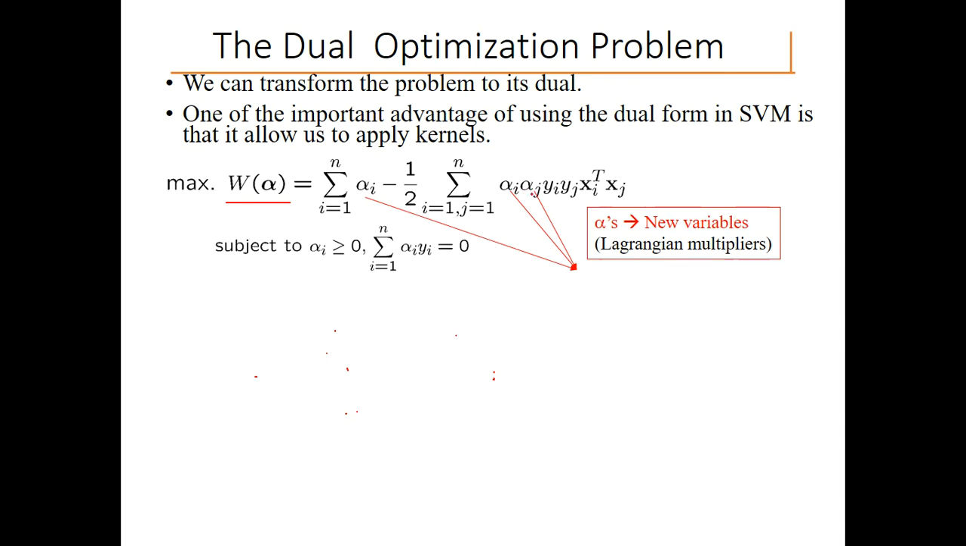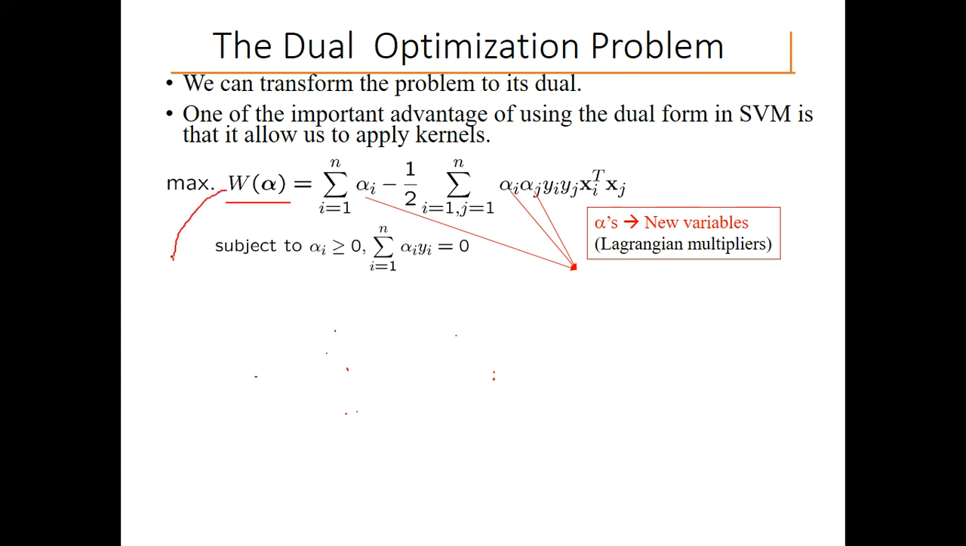So the values of W and B are substituted. Now there is no more W and B, only one type of variable, alpha. So now it is easier to solve, subject to alpha being non-negative, and summation of alpha i yi will be 0.